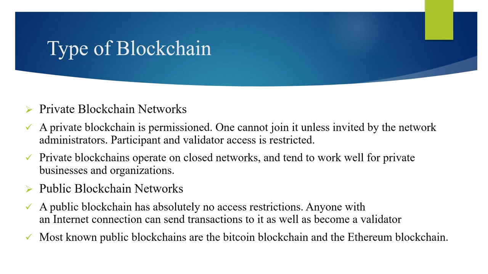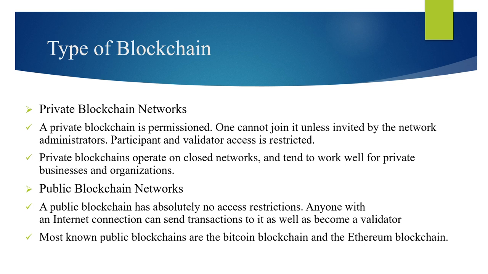So the next slide is about the types of blockchain. The first type is the private blockchain network, which is a permissioned blockchain network. To join a private blockchain network, we have to be invited by the network administrator. We cannot join without an invite, and the participants and validators are restricted in their access to the data. Private blockchain networks operate on closed networks, and they are used by businesses and organizations to keep their confidential data safe.